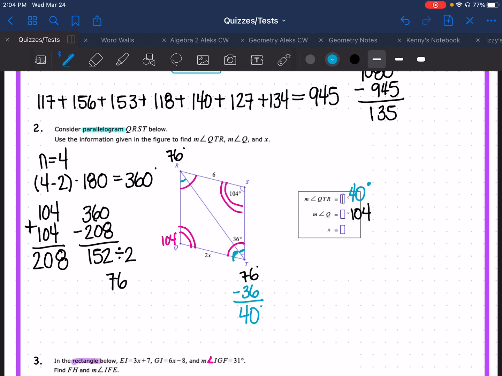The last thing I have to remember from my parallelogram is that the opposite sides are congruent. So that means the top and the bottom are equal, the left side and the right side are equal. So to find x, I'm simply going to say 2x equals 6. I'm going to divide by 2, and of course, x equals 3.